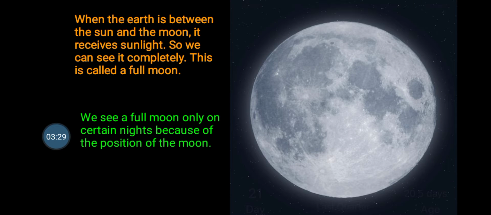When the earth is between the sun and the moon, the moon receives complete sunlight and the reflected sunlight reaches the earth, and we can see the complete moon shining bright. That is called a full moon. Now, we can see a full moon only on certain nights because of the position of the moon. It happens with all the different shapes of the moon. Depending on where the moon is and how much sunlight it receives, we can see only that part of the moon.